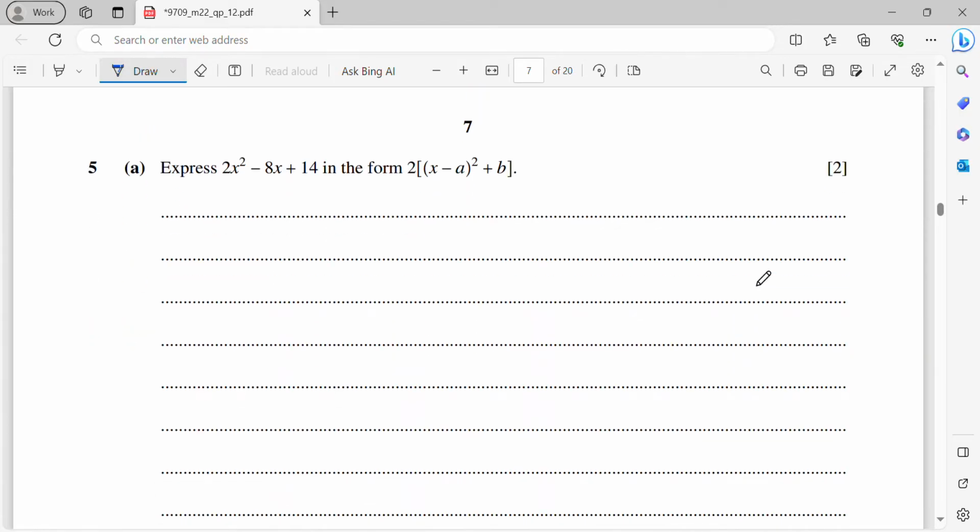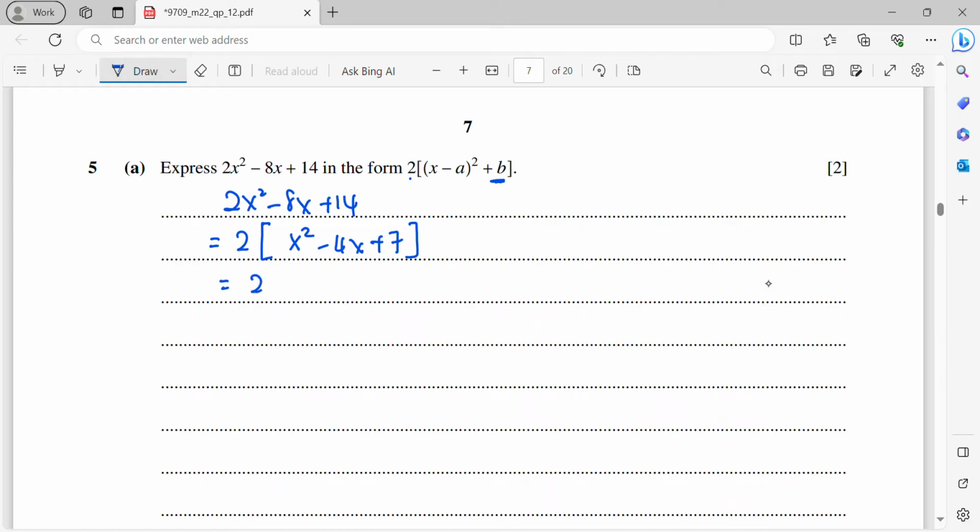Now, for question number 5, express the quadratic function in the form of 2 times the square of x minus a, plus b. This is done using the completing the square method. So 2x squared minus 8x plus 14 equals, since the bracket is multiplied by 2, I will factorize 2 from all the terms. Then you will get x squared minus 4x plus 7.